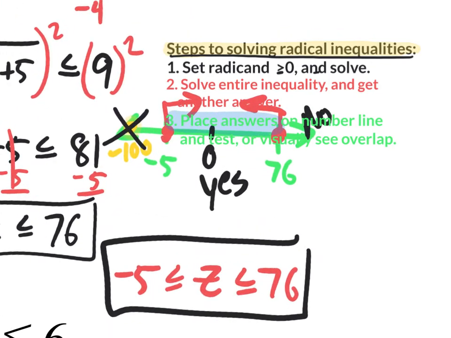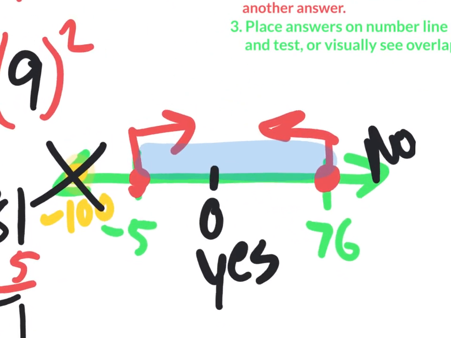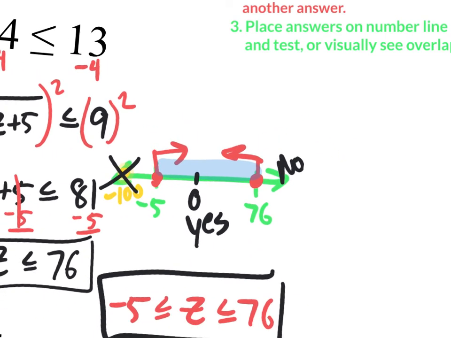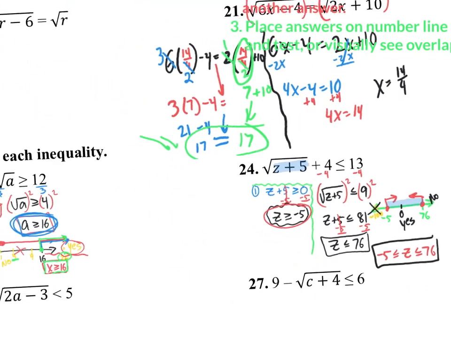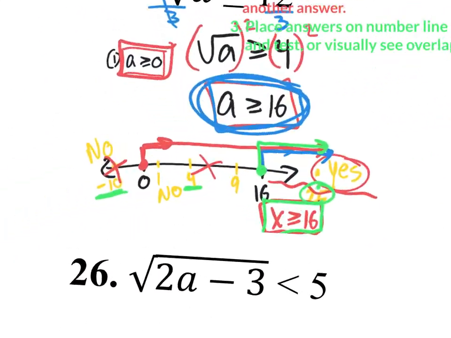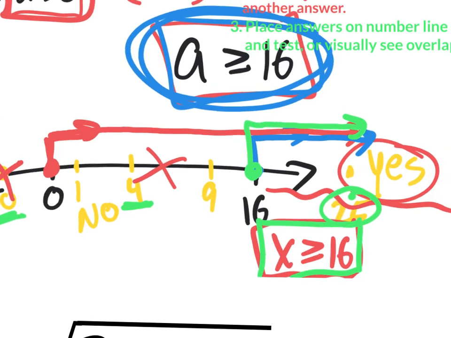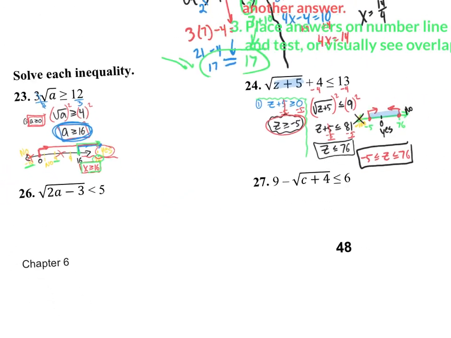So right here we saw that the overlap is in between -5 and 76. That's why it's a compound inequality with -5 on the left side, 76 on the right side, and the variable in between. But we also saw previously that sometimes it's only in one direction. The overlap piece is over here, not in between. So right here in this case, the answer would be x is greater than or equal to 16. So I hope we understand that. Should we do another?